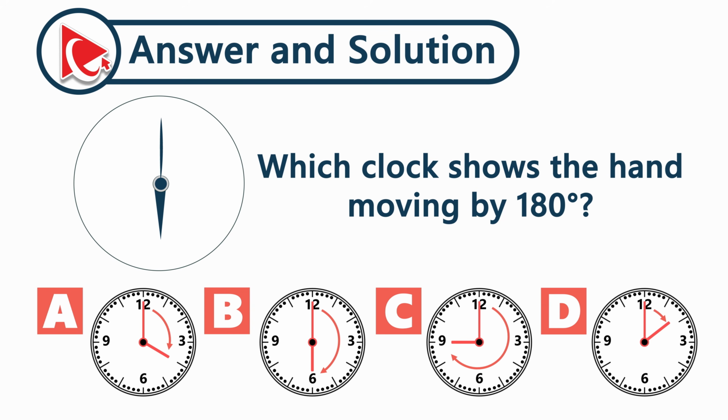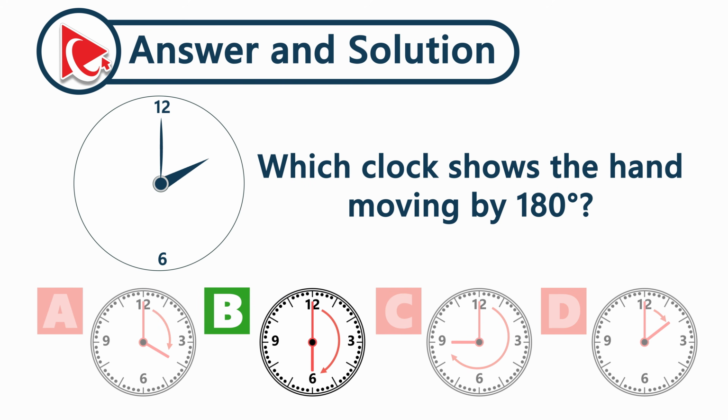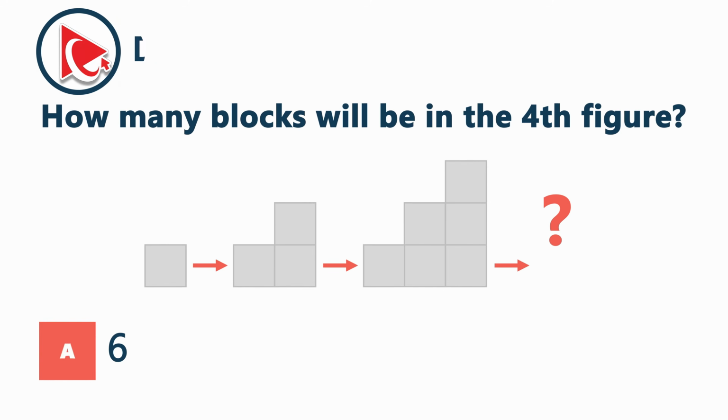If you have picked clock B, you got it. That hand travels from 12 to 6, exactly halfway around. That's your 180-degree turn. Stack up your brain power.